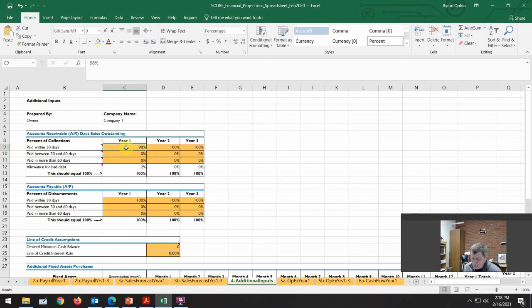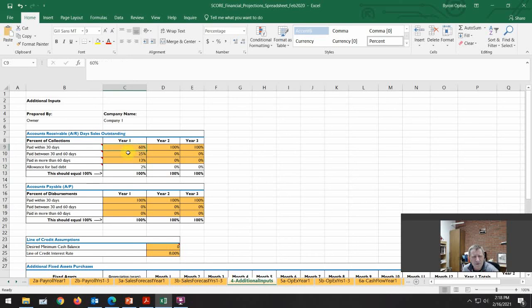Now, let's say I was doing the automotive thing or another type of business that might have some accounts. Then I might want to change this and say about 60% of my people are going to pay me up front. Between 30 and 60 days, that's another 25. And then I've got maybe 13. And again, then my allowance for bad debts, 2%, 1%, could be 5%. It might depend on the type of business that you're in.